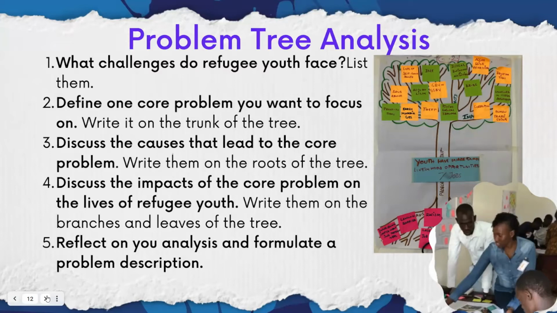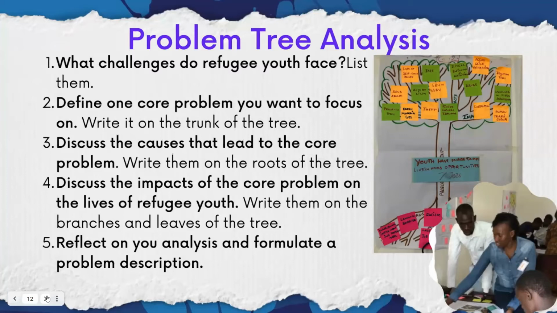If among the challenges that you listed above, access to quality education is a problem in your community, then you put it in a problem statement and say refugee youth do not have access to quality education. If it is health, you can say youth do not have access to good health in my community. And then the third step, using the problem tree analysis, is that you discuss the causes that lead to the problem. So you write this on a post-it note, or you put them on the roots of the tree, because they are called the root causes. So they are on the roots of the tree.